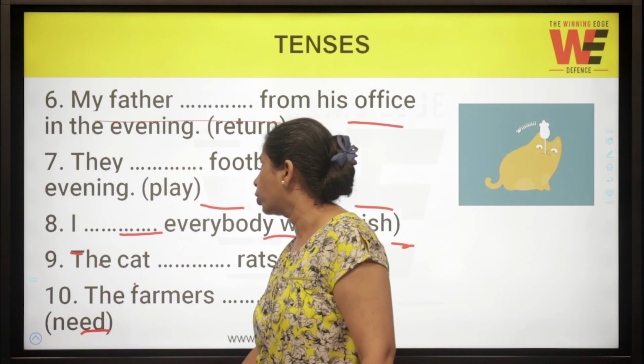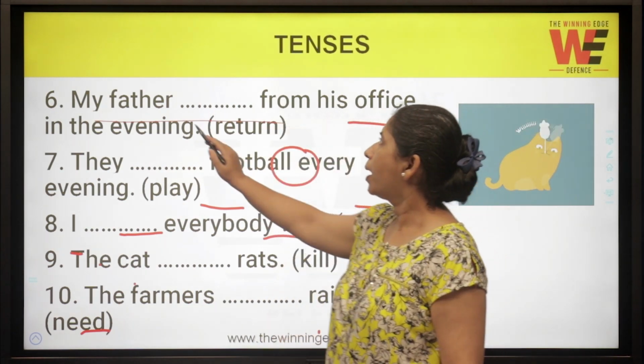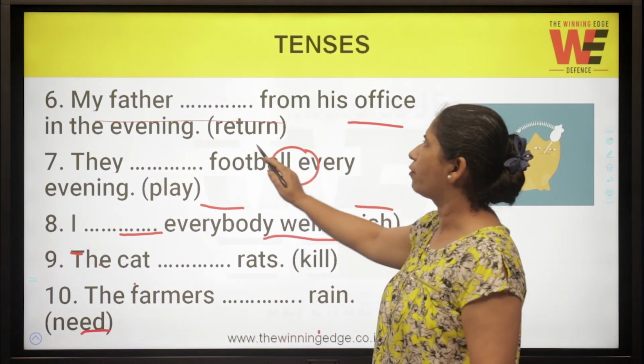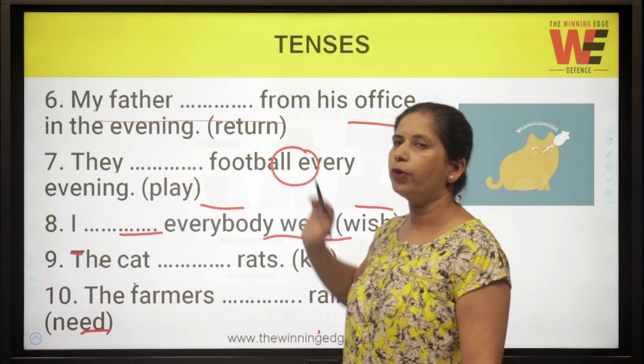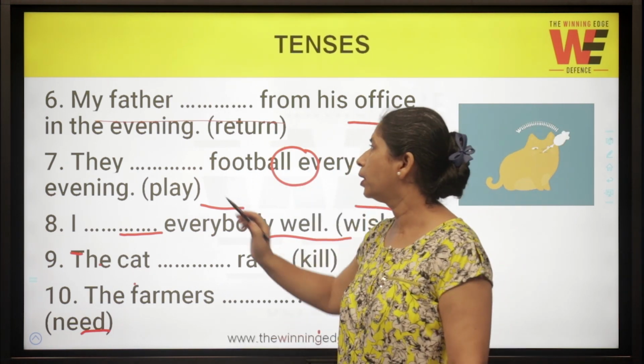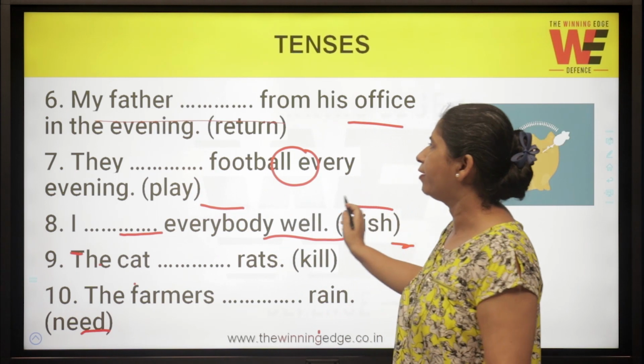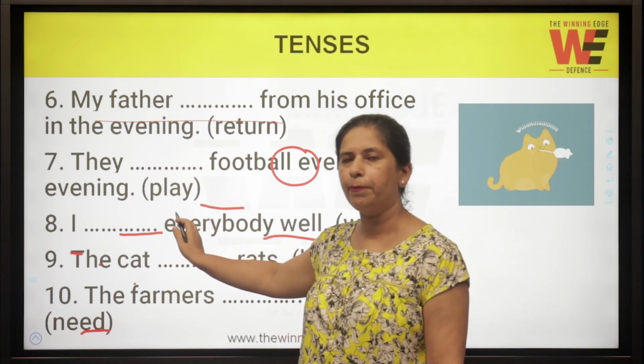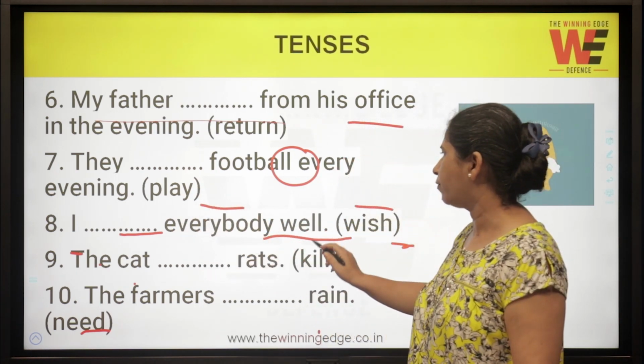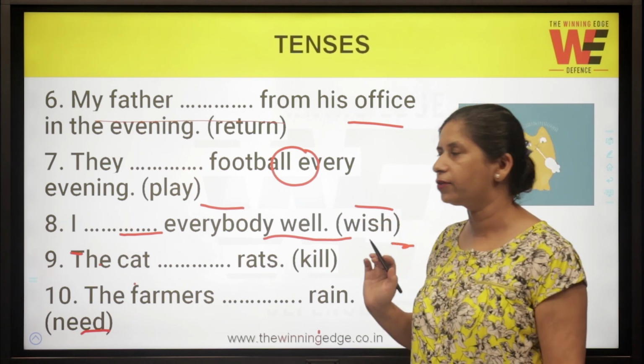Let's look at some more questions. Okay. My father dash from his office in the evening. Here the verb given to is return. They dash football every evening. Verb given is play. I dash everybody well. The verb given is wish.